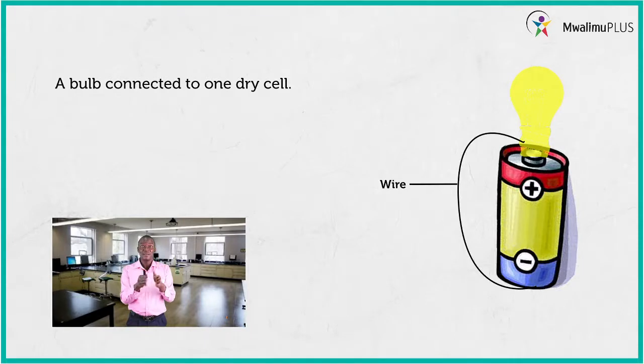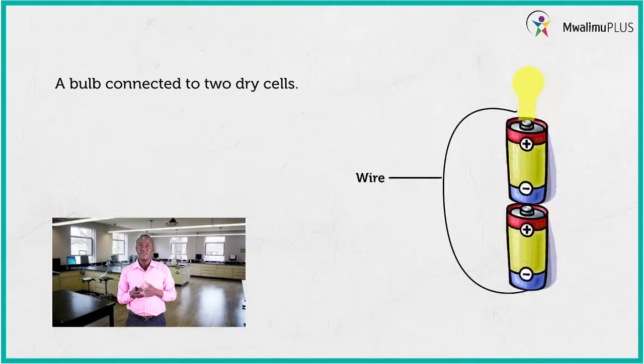We have a bulb connected to one dry cell. We have the wire from the negative terminal connected to the base of the bulb. And I would want to ask you this question. Do you think that this bulb will produce light? Very good. This bulb will produce a bright light. And I would want you to compare it with the other ones that we are going to talk about. Let us look at the next one there.